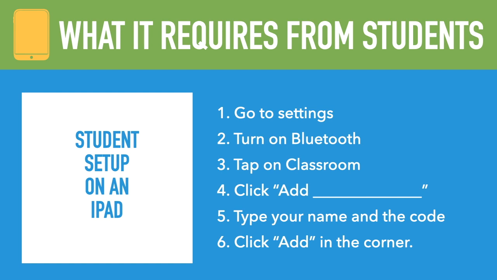The first thing students need to do is go to Settings. Next, they need to make sure to turn on their Bluetooth, and when you are inviting students, they will be able to see a classroom icon that shows up in their list. When they click on the classroom icon, they will see a link that says to add your class. They will need to type in their name and the code, and then click Add in the corner.